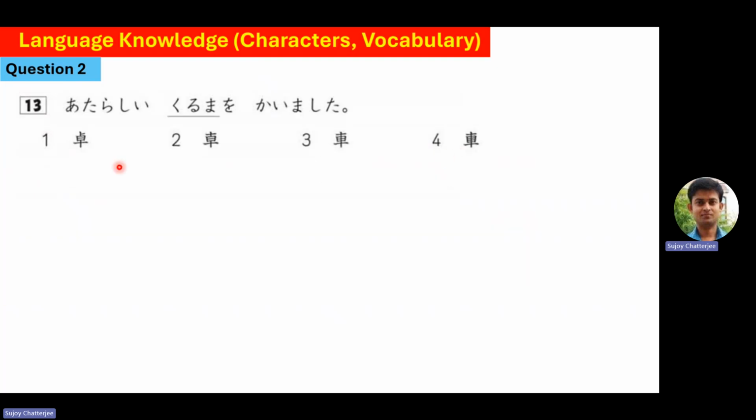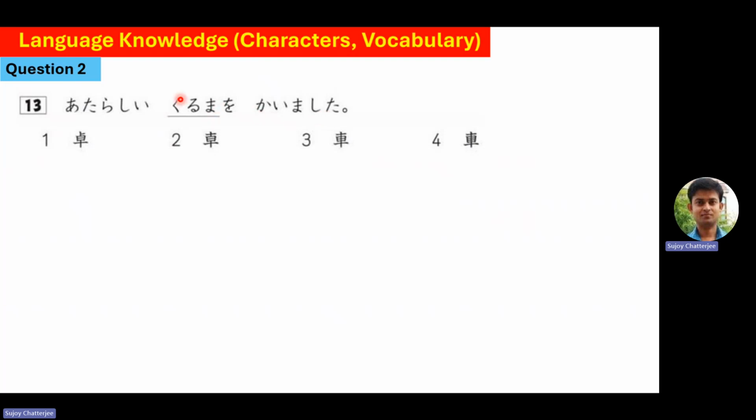Then the third one is again kanji. So you can see here atarashi. We did the adjective lesson, so we know atarashi means new. This is an adjective. Kuruma. Kuruma means car. You already know. O kaimashita. Kaimashita means purchased. So atarashi kuruma o kaimashita. I purchased a new car.